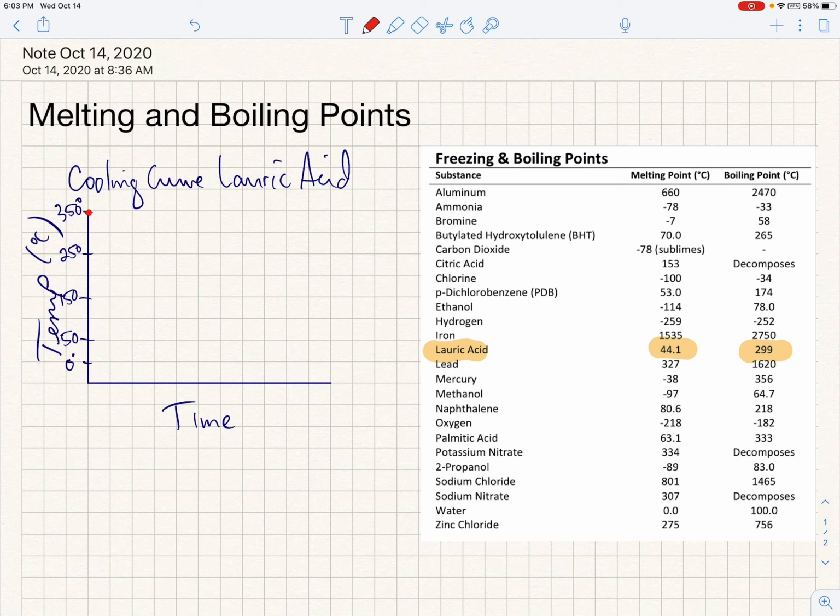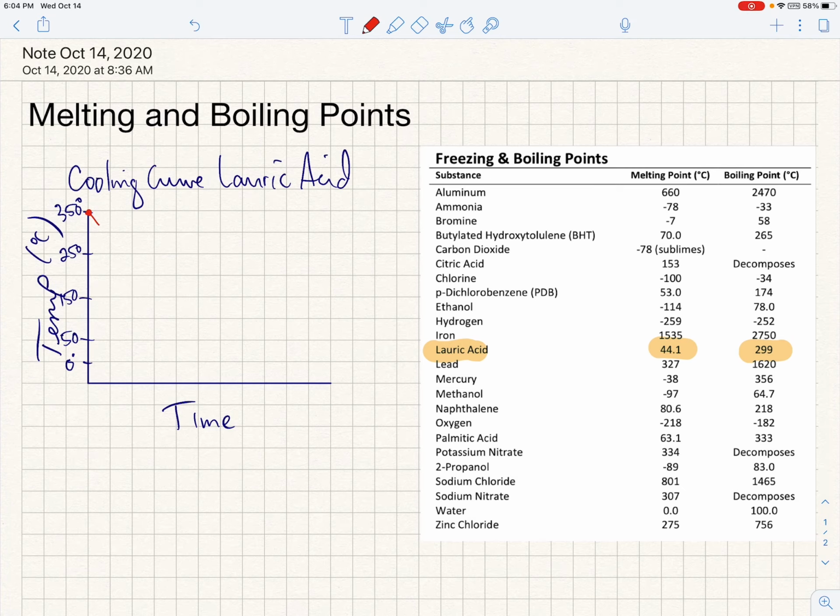Well, at that temperature, would you expect the lauric acid to be a solid, a liquid, a gas? That temperature is above the boiling point. If it's above the boiling point, then the liquid has already boiled completely, and now you have only gas, you have vapor. So we have really, really hot vapor of lauric acid, and then we slowly let it cool down. Now we know at 299 degrees, almost 300 degrees, it's going to turn from a gas back to a liquid because that was the boiling point.